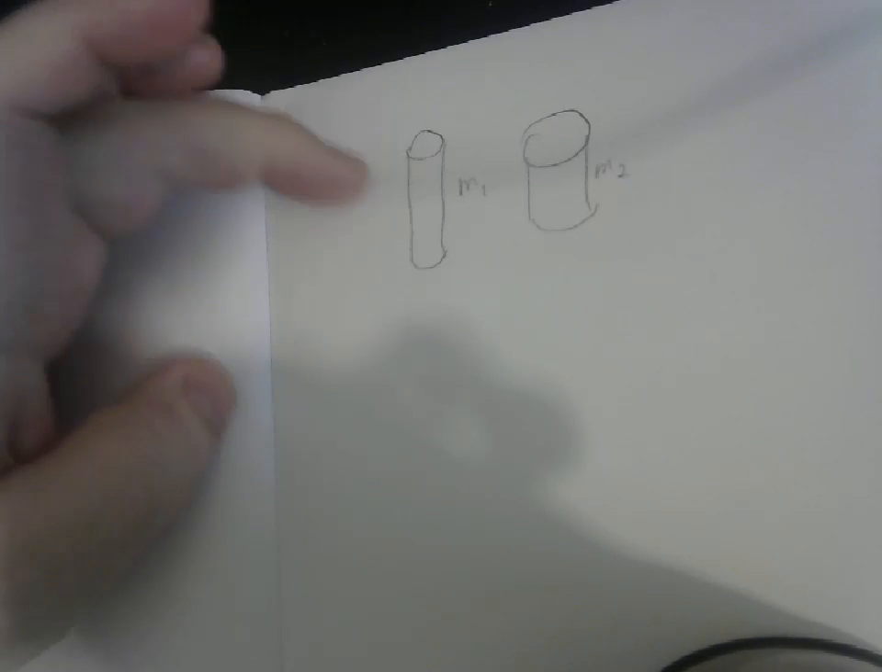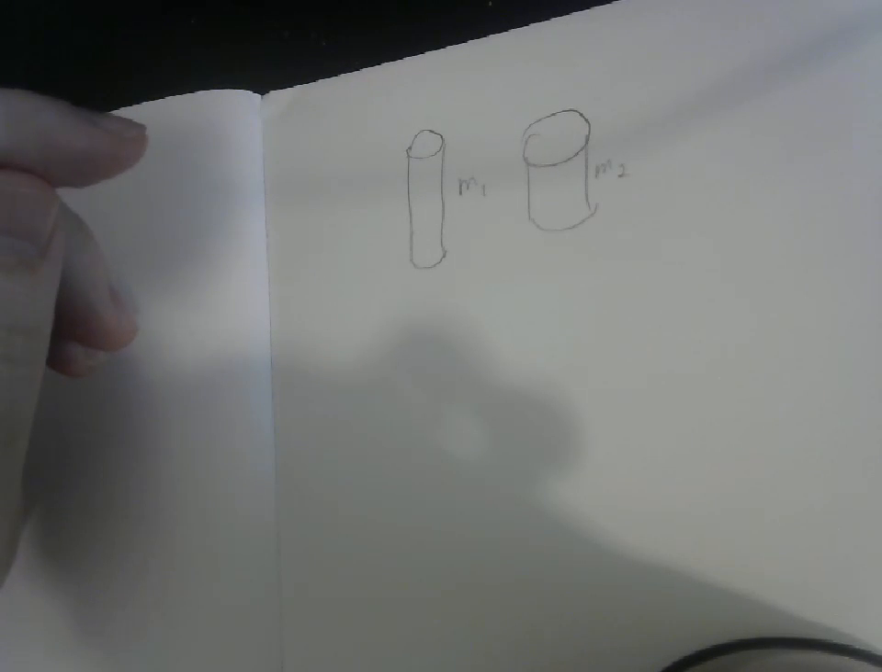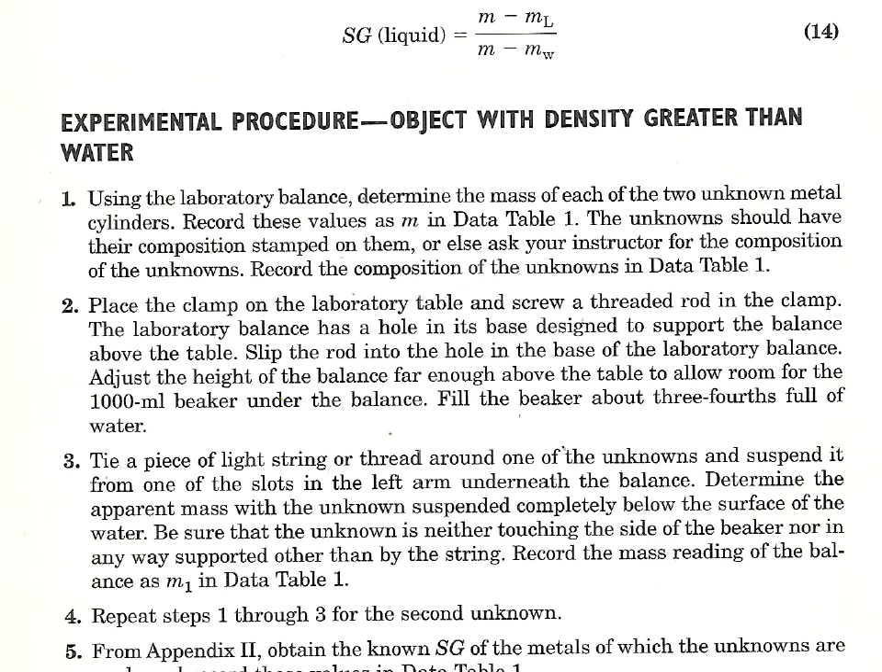For this experiment, I'm imagining that we have two masses made of unknown materials. Using the laboratory balance, we determine the mass of each of the two unknown metal cylinders and record these values of M in data table 1.